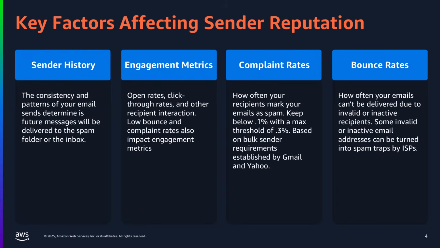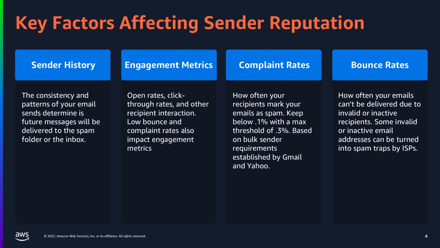Key factors affecting sender reputation can include the following: sending history, the consistency and patterns of your email sends. This has a major impact on how your future messages will be accepted and where your messages may land from a spam and inbox perspective. Engagement metrics. Open rates, click-through rates, and other recipient interactions are a major driver in how reputation is built. When you have positive engagement signals like high open rates and click rates, and low negative signals like low complaint and bounce rates, your messages have a much better chance of making it to a recipient's inbox.